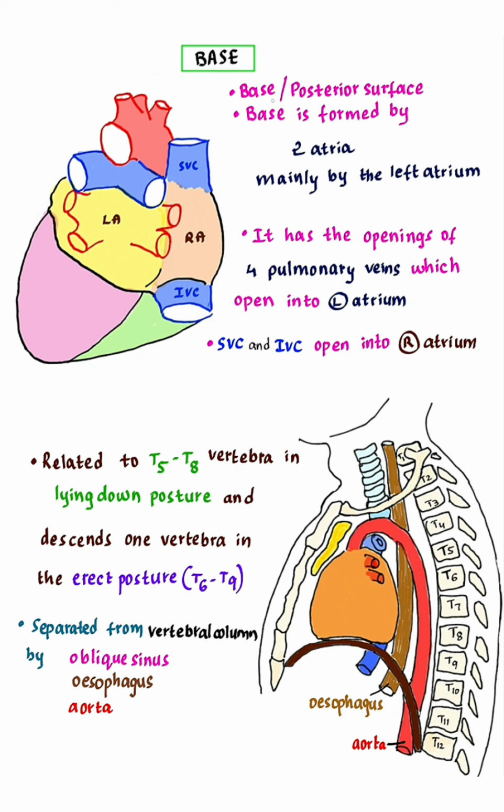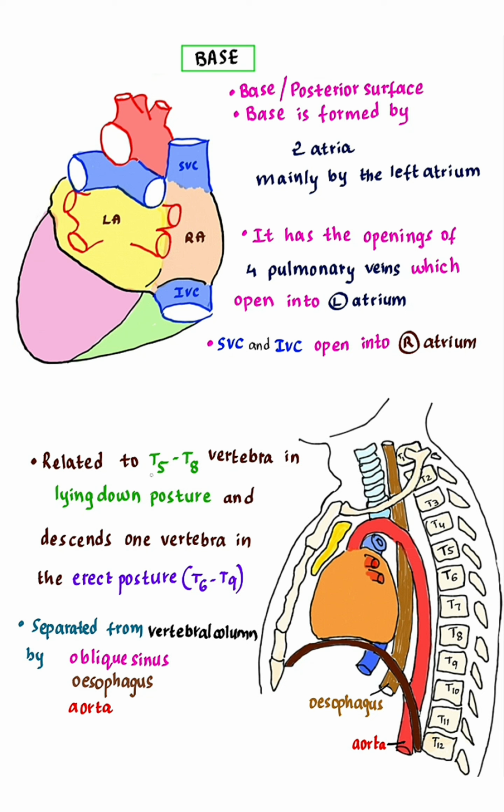Base of the heart. The base is also known as the posterior surface. It is formed by two atria, the left atrium and the right atrium, but mainly by the left atrium, which forms much more of it than the right atrium. It has the openings of four pulmonary veins into the left atrium. The superior vena cava and inferior vena cava open into the right atrium.